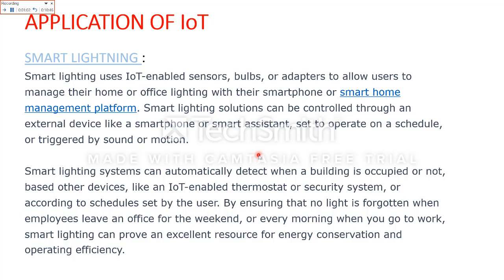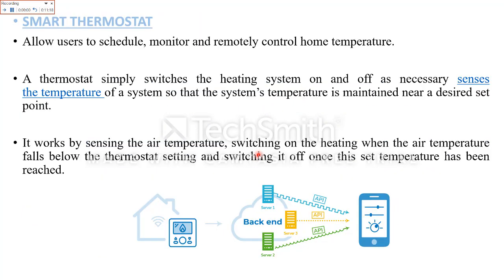Let's begin with the next point. A smart lighting system automatically detects when a building is occupied or not, based on other devices like an IoT enabled thermostat or security system. So according to a schedule set by the users, ensuring that no light is forgotten when employees leave an office for the weekend or every morning when you go to work, smart lighting can prove an excellent resource for energy conservation and operating efficiency.